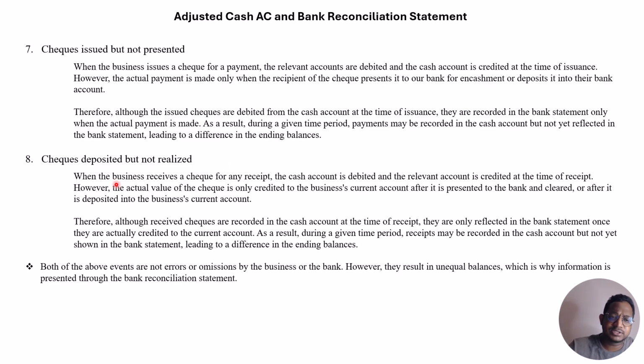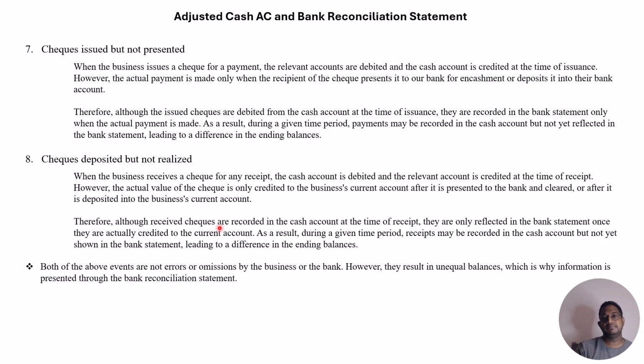And a check deposited but not realized. So when the business receives a check at any point, at the receipt, we debit our cash account. But the actual amount is recorded in the bank statement at the point those checks are deposited to a bank, right? So here the actual value of the check is only credited to the business's current account after it is presented to the bank and cleared, or after it is deposited into the bank's current account, right? So therefore, although at the point of receipt we debited that to our cash account, still we have not deposited that check to our current account, so that has not appeared in the bank statement. So we're testing again the same example.